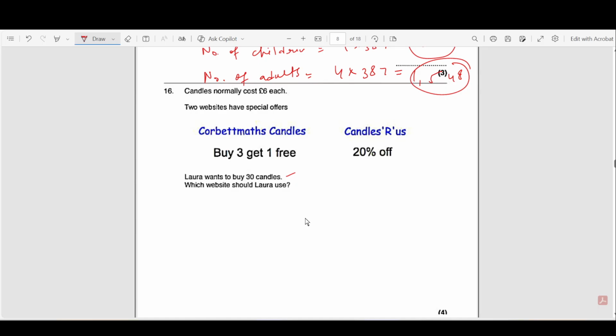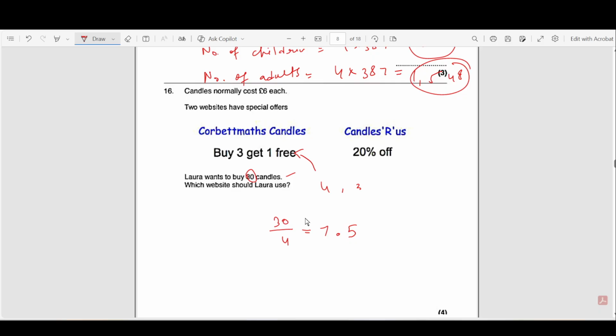First determine the number of paid candles. This offer means for every 4 candles, Laura pays for 3 only. She wants to buy 30 candles, so we divide this by 4. If we divide 30 by 4, we get 7.5.